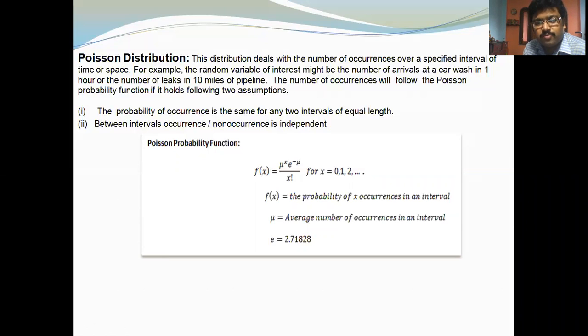Now look at the Poisson probability function. Here f(x) represents the probability of x occurrences in an interval. Mu is the average number of occurrences in an interval, and x is the number of occurrences. And e has a value of 2.71828. This is the Poisson probability function.